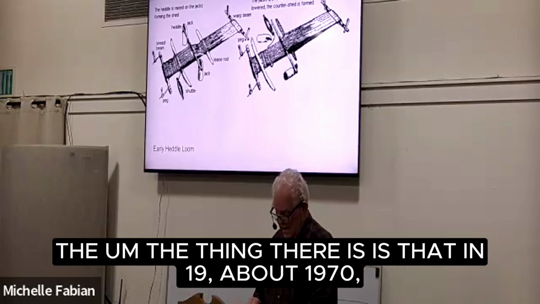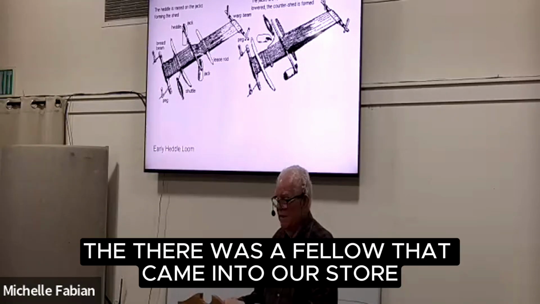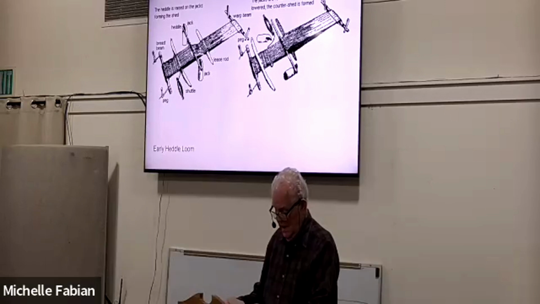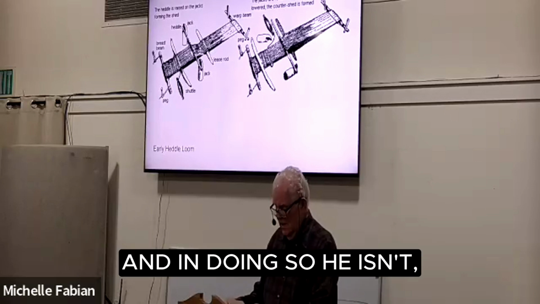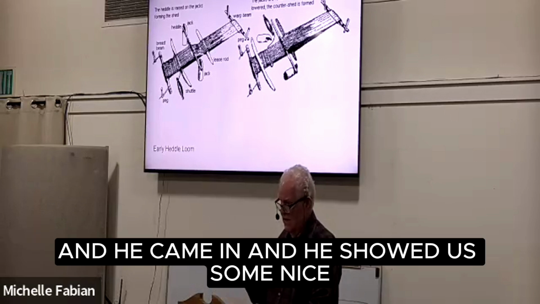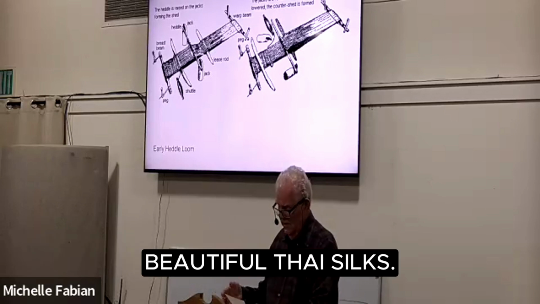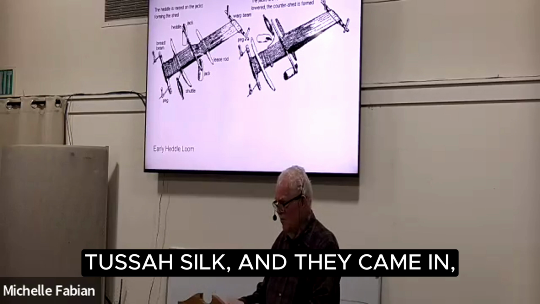About 1970, a fellow came into our store, and he said, "I've got some tussah or Thai silk that I'd like to sell." He was an airlines pilot, I believe, for TWA. He showed us some beautiful Thai silks, made out of the raw tussah silk. And they were beautiful.